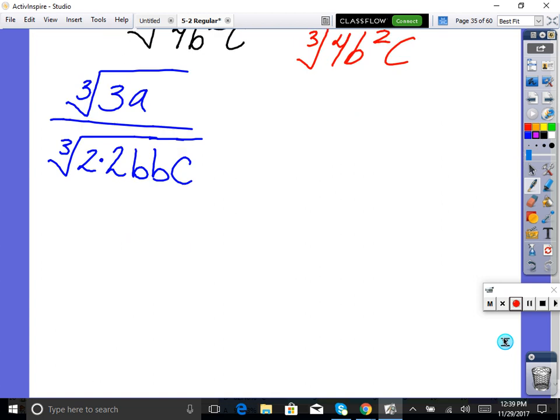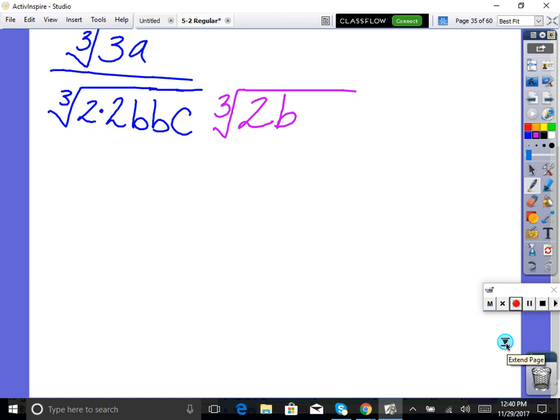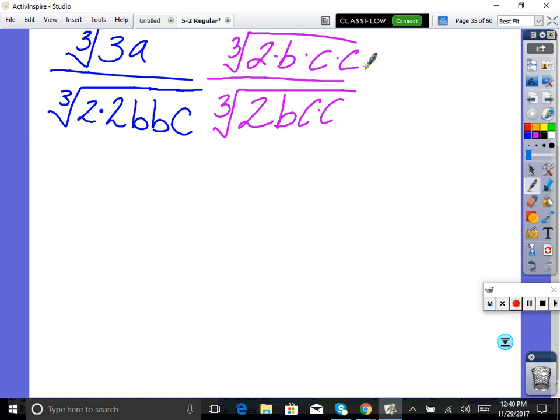This is our original problem. We've just rewritten it in a format where it's easier to rationalize. Okay, cube root. We have 2 2's. How many do we need? 3. So how many more do I need? 1 more. We have 2 b's. We need 3 of them. 1 more b, right? Okay, then we have 1 c. How many more c's do we need? 2 more. Okay, let's do it to the top then. The cube root of 2 times b times c times c.